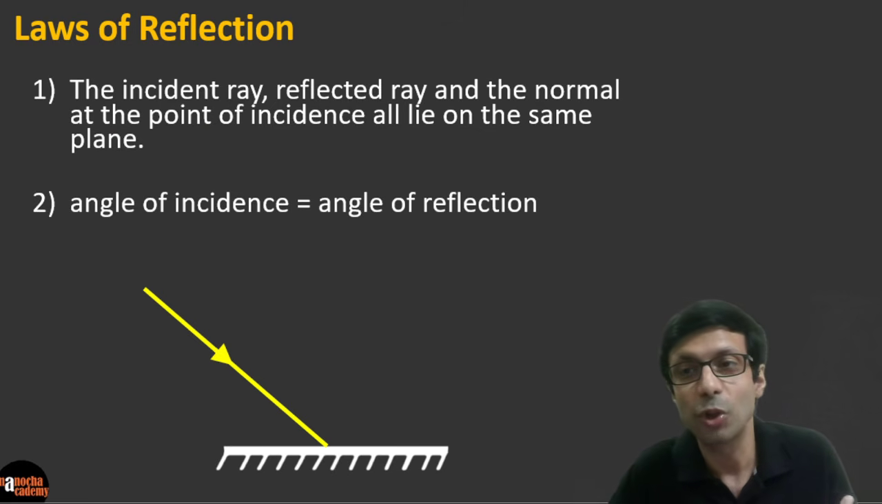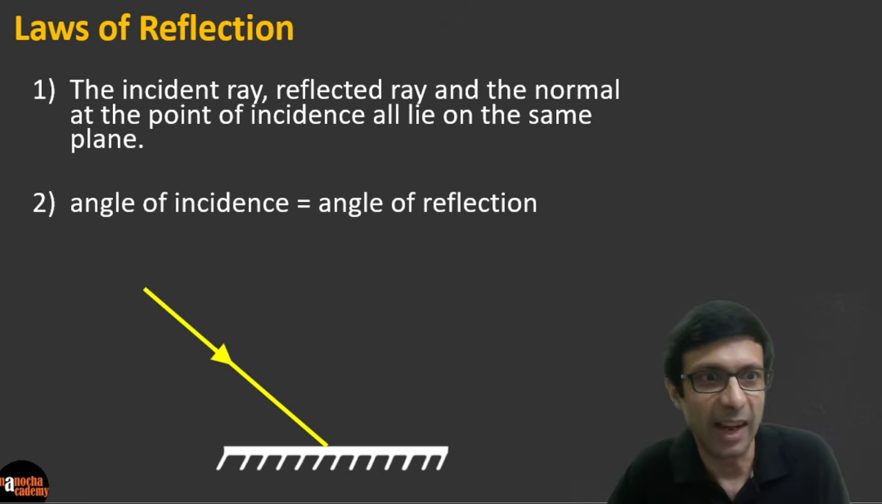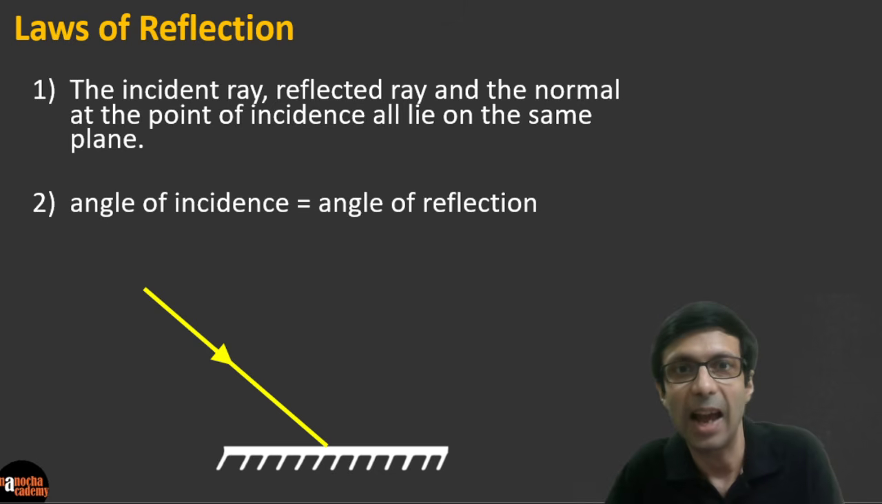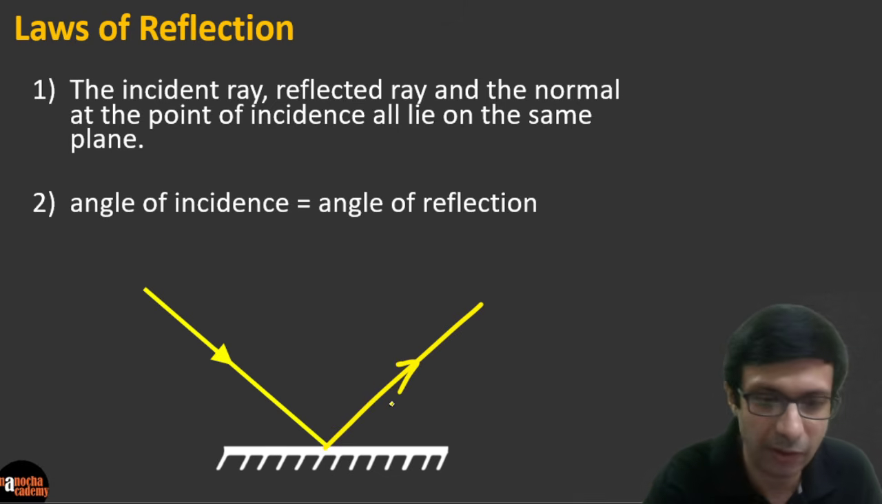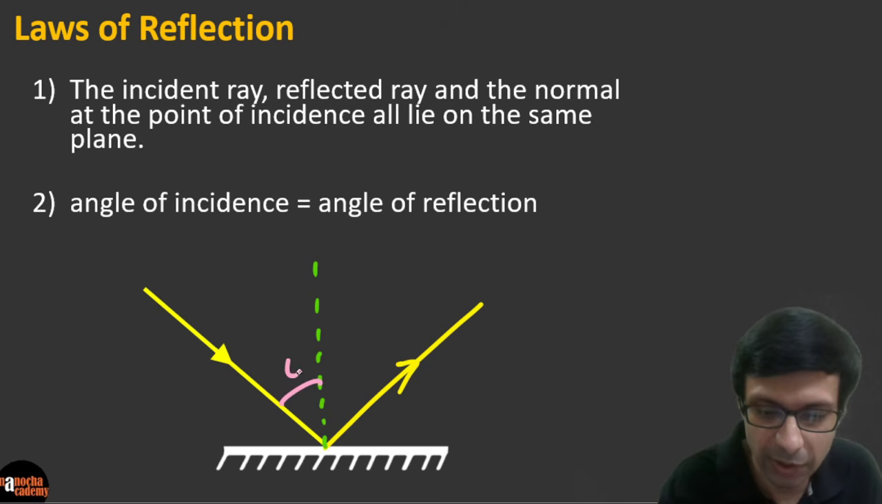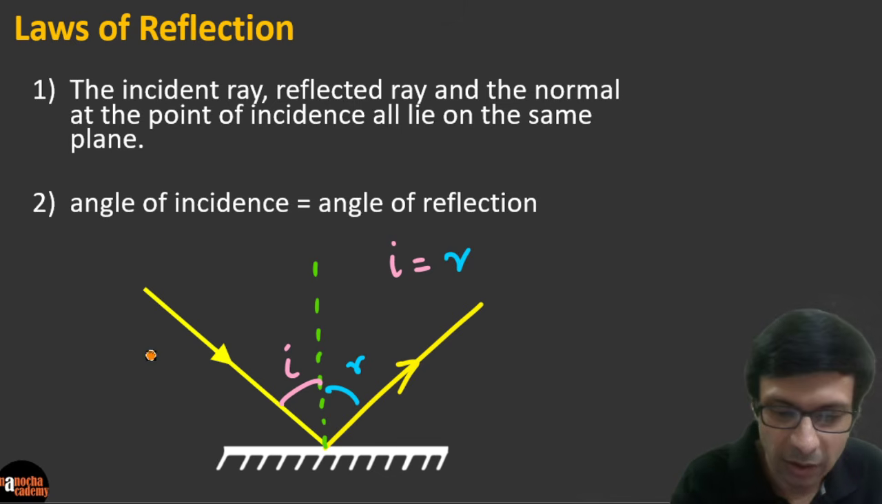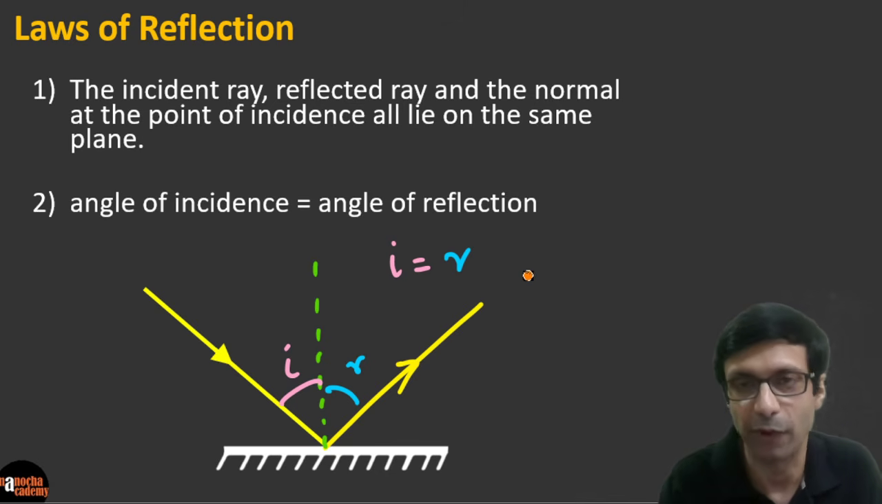Now, before we look at the laws of refraction, let's quickly recap the laws of reflection. You remember that the incident ray, the reflected ray, and the normal at the point of incidence all lie in the same plane. When this is the incident ray, here I'm drawing the reflected ray, and now when you draw the normal, the angle of incidence is equal to the angle of reflection. So we have I equal to R, which is our second rule. Please take a look: the incident ray, the reflected ray, and the normal all lie on the same plane, and the angle of incidence is equal to the angle of reflection.